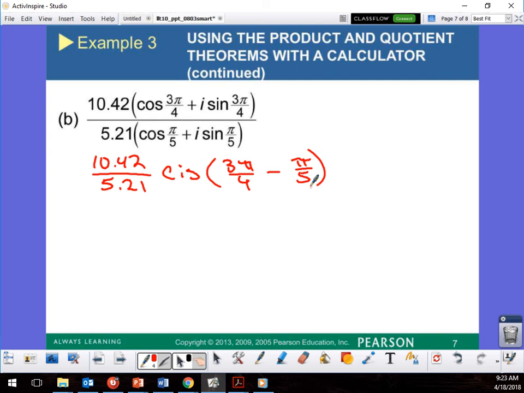What could you do so you could put this in the calculator? Take out a pi, right? If I factor out a pi, I could actually do the math right here. My calculator would do it for me. So if I take out the pi, it would be 3 over 4 minus 1 over 5, right? So that's going to be 15 minus 4 over 20, which is 11 over 20 pi.